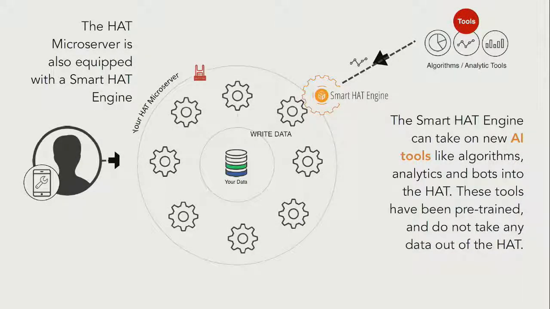The hat microserver is also equipped with a smart hat engine. The smart hat engine is our version of a compute engine whereby now we talk about AI tools, AI analytics, where the tools can execute within the hat itself. Instead of having a copy of the hat data go to another machine to execute, your data has already left the system. So our system will allow you to actually write AI code and have it run on the microserver itself.